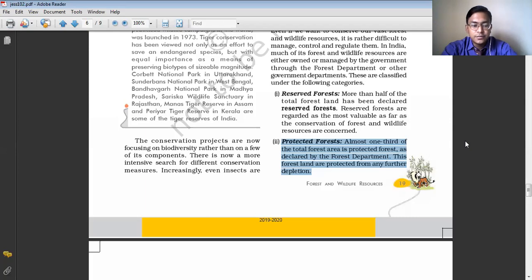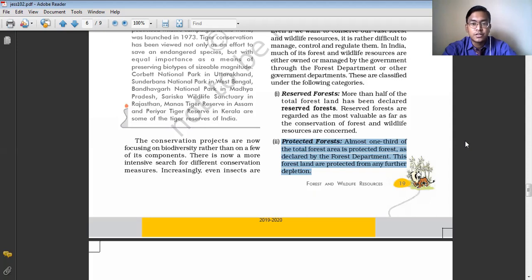This forest is considered a protected forest because in these areas the depletion of the forest is going on, because of deforestation and illegal hunting and poaching of animals. The depletion of the forest and the wildlife resources is continuing. So in order to avoid further depletion of the forest resources, the forest has been categorized as a protected forest.